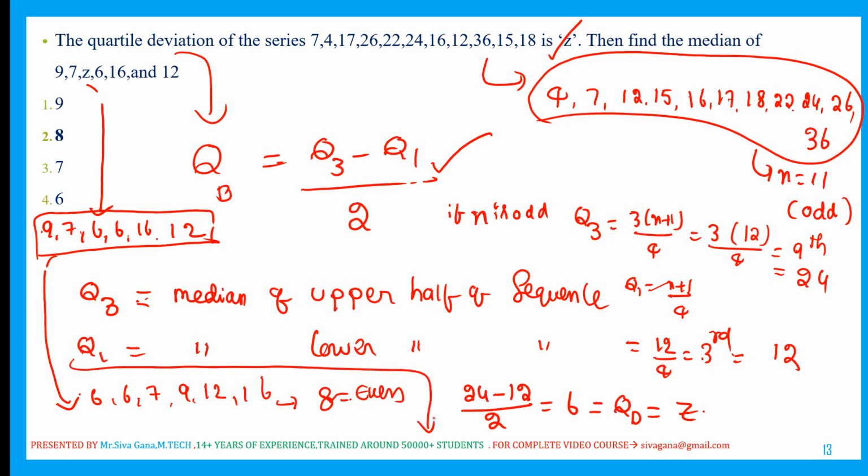If it is even, median is nothing but the mean of the n by 2 term and the next term. Here n is how much? 6 terms, even. 6 by 2, the third term, and 3 plus 1, the fourth term. Mean of these two terms: the third term is 7, the fourth term is 9. 7 plus 9 by 2, 16 by 2, that is 8.